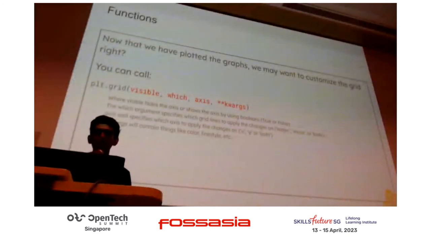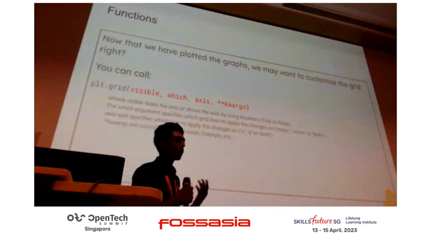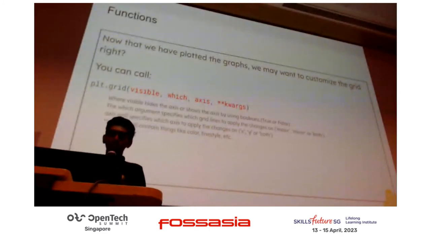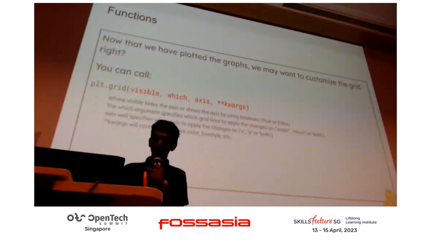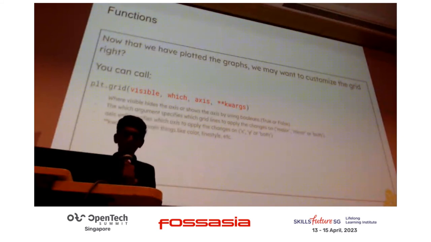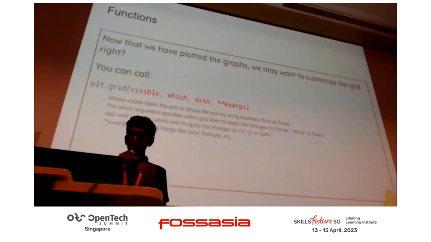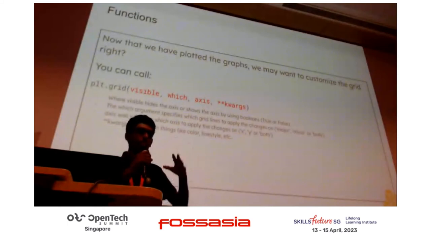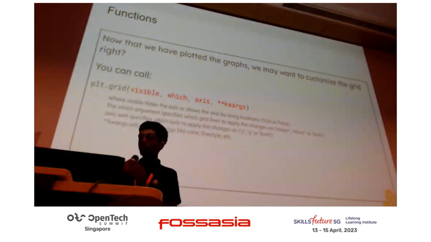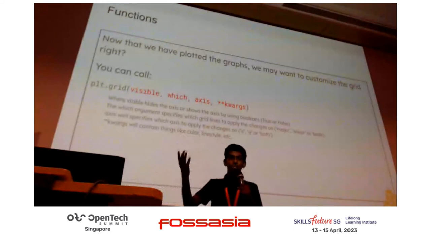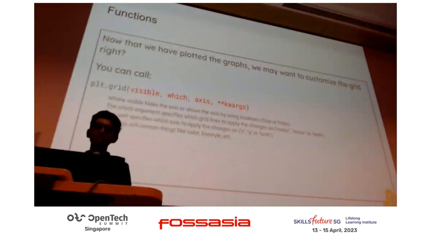And now that we've plotted the graphs, we may want to customize the grid of whatever plot you have. For this, we can call plt.grid with visible and other parameters. The visible parameter hides or shows the grid using a Boolean. Let's say we pass in true or false. If we pass in true, then it'll show the grid lines behind the plot. If you pass in false, you won't see them. You know how graph paper has boxes behind the plot? If you don't want this, which is a bit annoying, you can just pass in visible equals false.